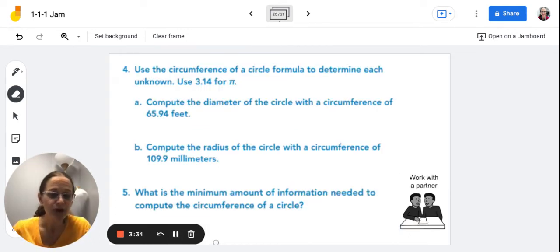Now it's time to do some problem solving. Number 4 and number 5 ask you to solve some problems using the circumference of a circle. And for these problems, you may use either formula that you prefer. So you can use C, the circumference, is equal to 2 times pi times the radius, or you can use circumference is equal to pi times the diameter. You get to choose. Solve these problems and hit play when you're ready for the last activity of the day.